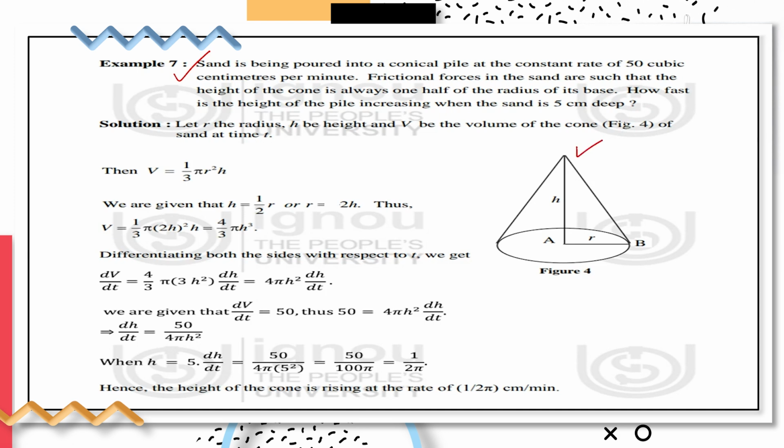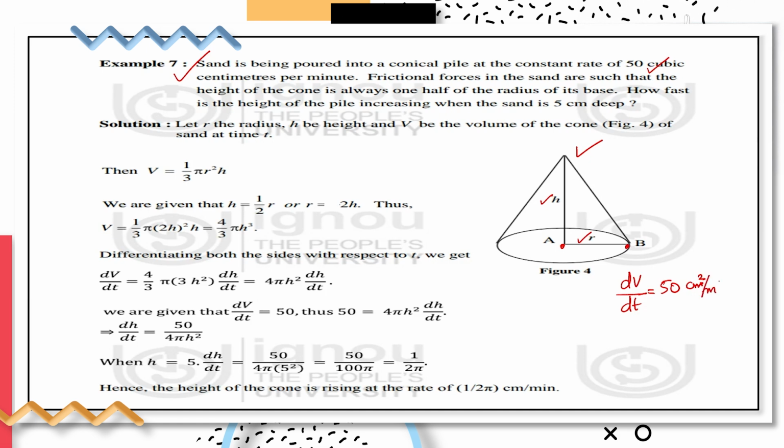So the conical pile is shown over here, and it has height h and radius r, and A is the center and B is the extreme part. Sand is being poured into the conical pile at a constant rate of 50 cubic centimeters per minute. So the rate at which the sand is poured is 50 cubic centimeters per minute. So we are given dV by dt.